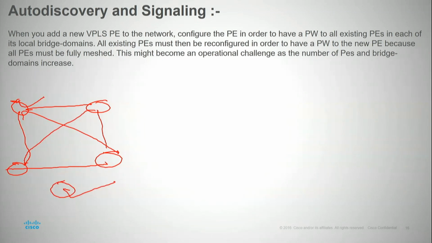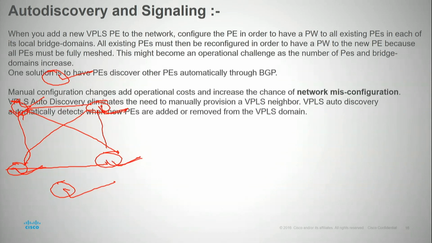Again, I need to configure on all 4 devices. If I am adding any other device, again I need to configure on all devices. This manual configuration change adds operational cost and increases the chances of network misconfiguration. The solution for this is auto discovery using BGP.